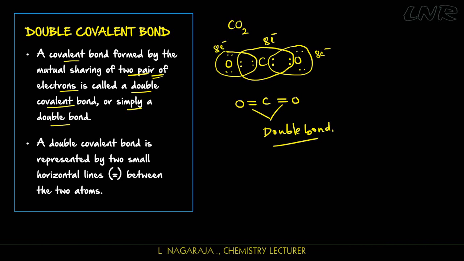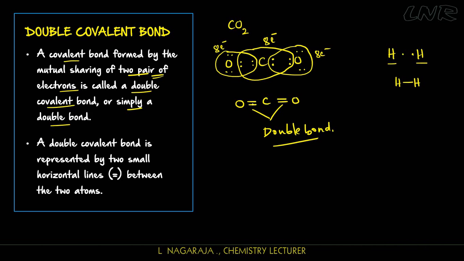Very, very important. A single bond is formed by the mutual sharing of one pair of electrons. One pair of electrons means two electrons, that is, one electron from one atom and one electron from the other atom. For example, let us take the hydrogen molecule. One electron is from this hydrogen and one electron from this hydrogen, right? On mutual sharing of these two electrons, one bond is formed. That is called a single covalent bond.